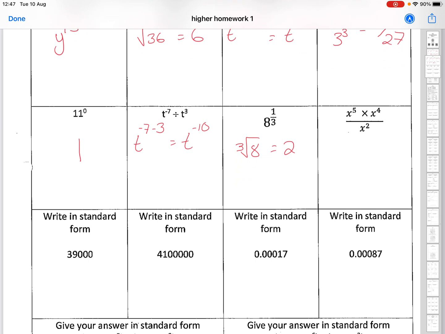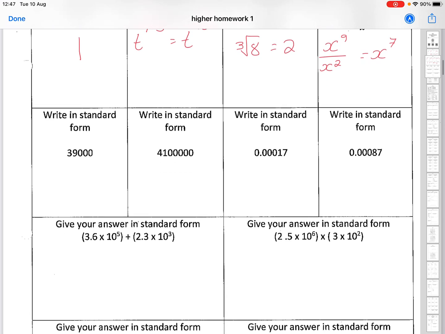We've got our mixed one now, so I'm going to do the top first. So if we've got x to the power of 5 times x to the power of 4, we add those, so that's x to the power of 9. It's still over x to the power of 2. That fraction means divide, so we can subtract those to get x to the power of 7.